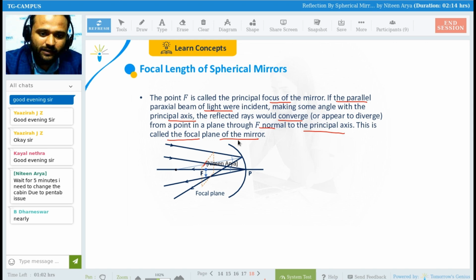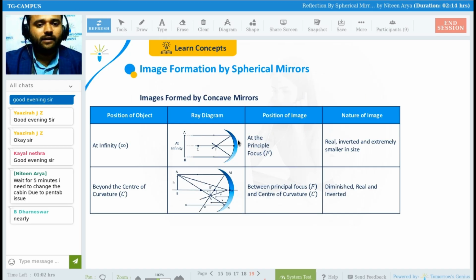This particular plane in general is a focal plane, and the length from this particular point to the mirror is known as focal length. This is your pole and that is your focus. Okay, and a plane considering that particular focus, object distance, or sorry, object height, image height, is known as the focal plane. And that is your image formation by a concave mirror.